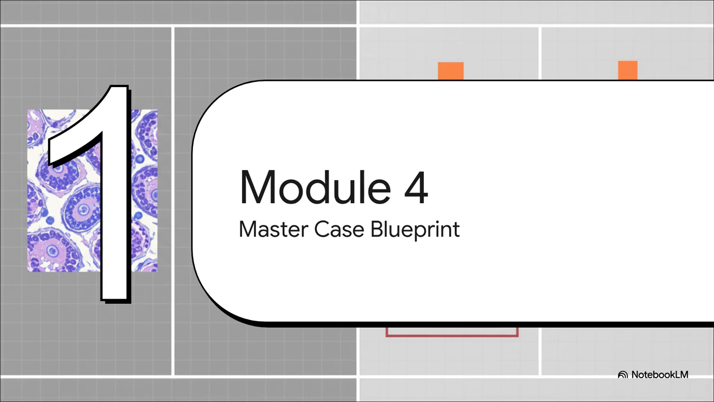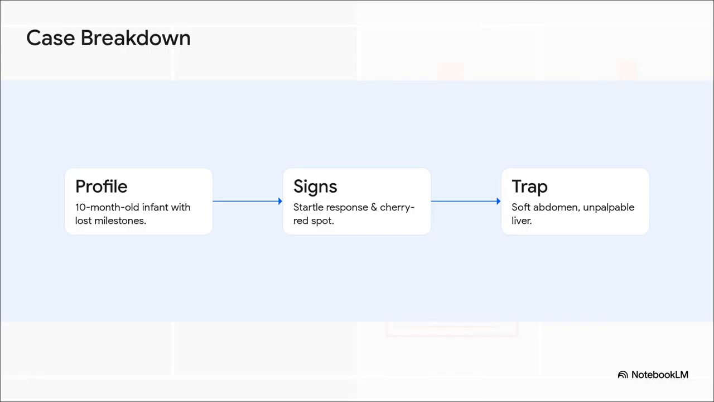Module 4, the master case blueprint. Let's bring all these metabolic variables together into a final, rigorous assessment. Here's the structural blueprint of our master case. Step 1. A 10-month-old infant is brought in with an aggressive loss of motor milestones. Step 2. The physical exam reveals a severe, exaggerated startle response to loud noises, and fundoscopy confirms a cherry red spot on the macula. Step 3. Here comes the trap. The prompt meticulously describes a completely soft, flat, and benign abdomen. The liver edge is unpalpable. This single physical exam finding aggressively and absolutely rules out Niemann-Pick disease, trapping the unwary student who simply memorized the cherry red spot and stopped thinking.